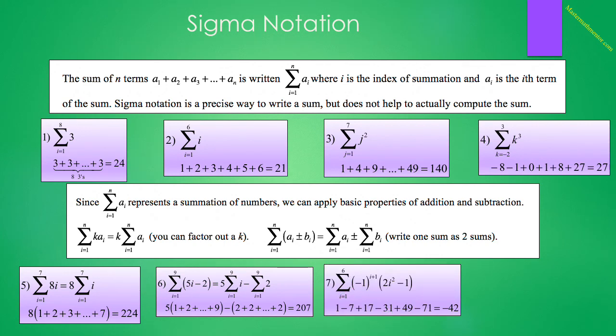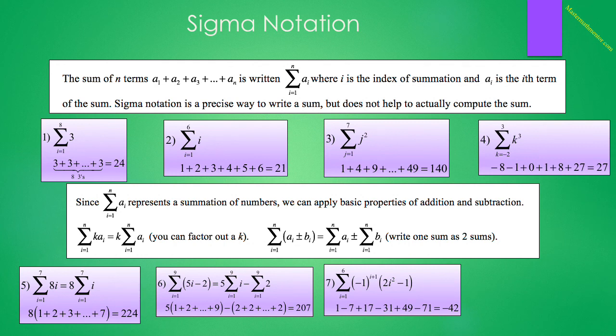Number 7 reads sigma I equals 1 to 6, negative 1 to the I plus 1 times the quantity 2I squared minus 1. Negative 1 to the I plus 1 is a way of creating the signs being first positive, then negative. When I is 1, I plus 1 is 2, and we have negative 1 squared, which will be a positive. When I is 2, 2 plus 1 is 3, and negative 1 cubed is a negative.